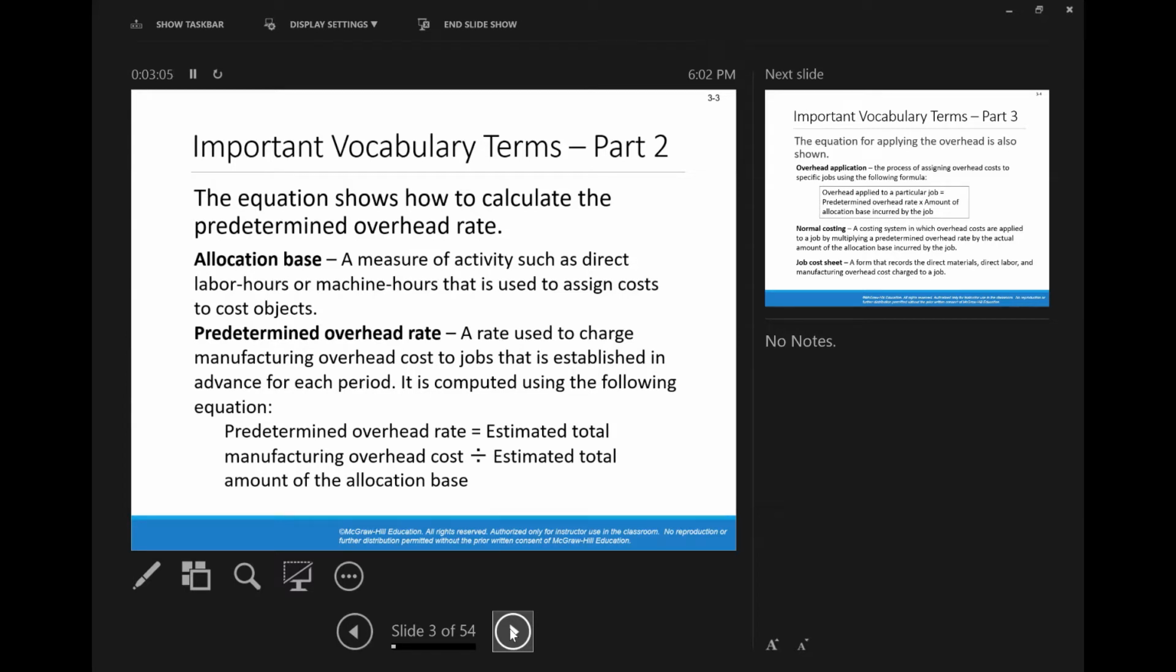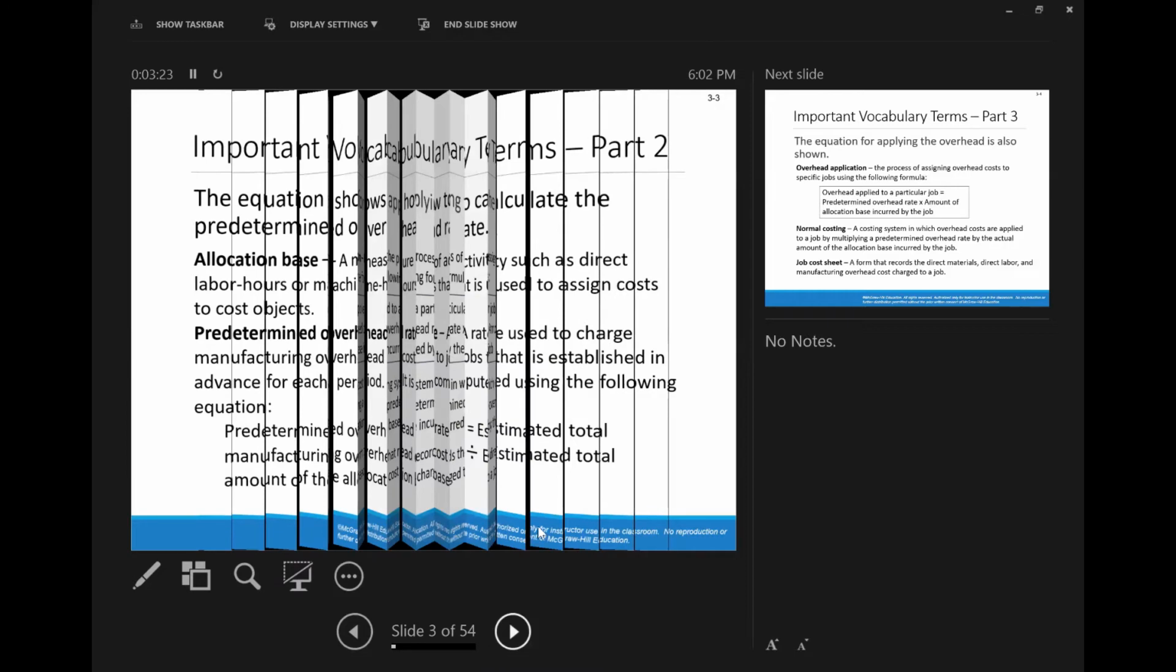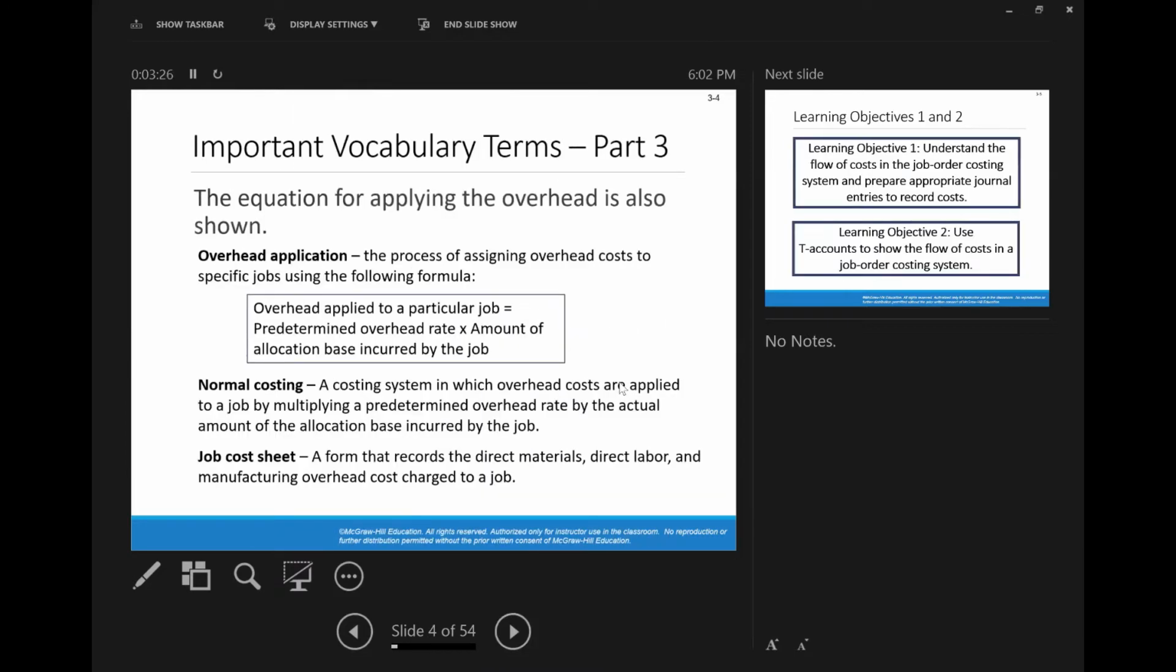So the predetermined overhead rate, this is the formula. I'm sure you have it from last time because you need it for the homework, but it's the estimated total cost over the allocation base, whatever you think that allocation base is going to be based on those hours or whatever activity it is that you've chosen to use. So that's just a recap of some of the things that we did last week.